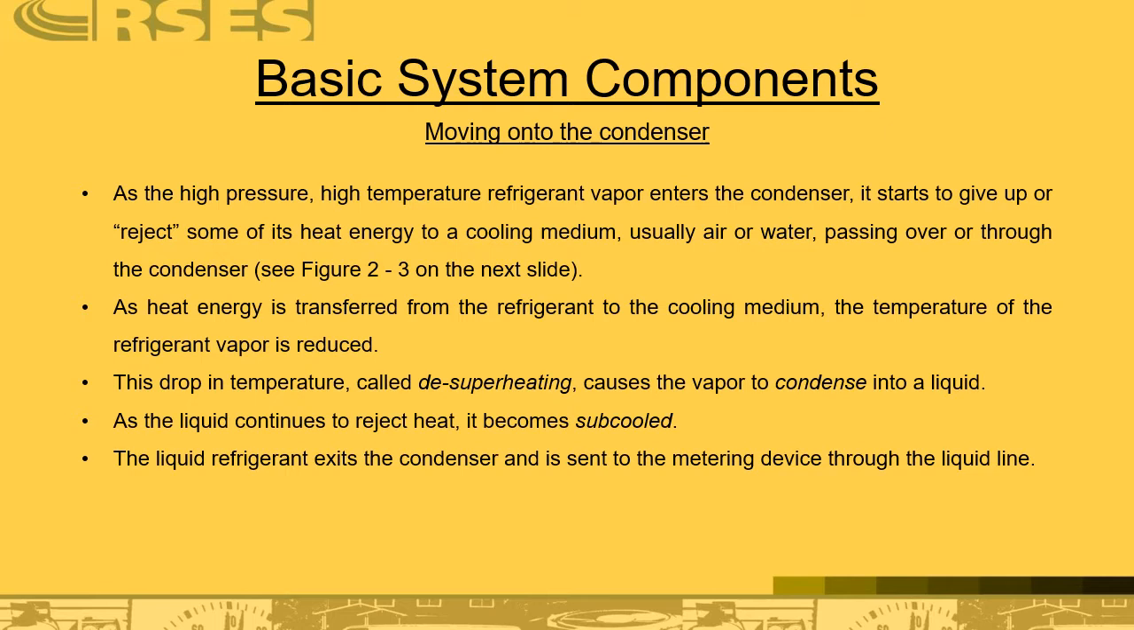The drop in temperature is called de-superheating. We are removing superheat, causing the vapor to condense into a liquid. As the liquid continues to reject heat, it becomes subcooled. The liquid refrigerant exits the condenser and is sent to the metering device through the liquid line.